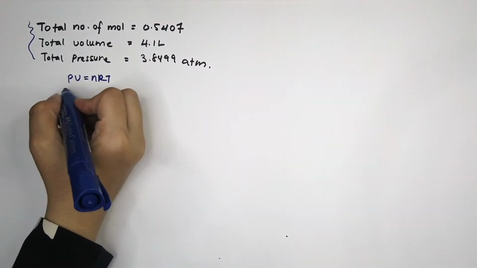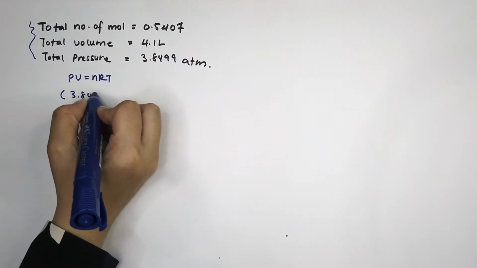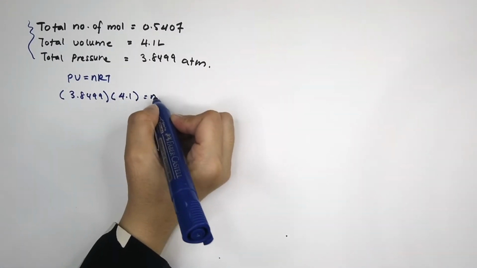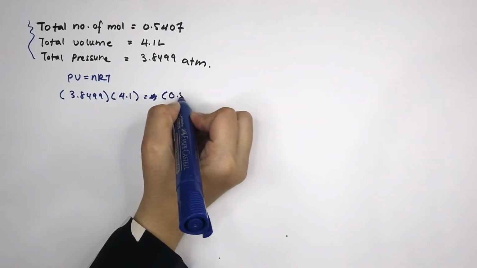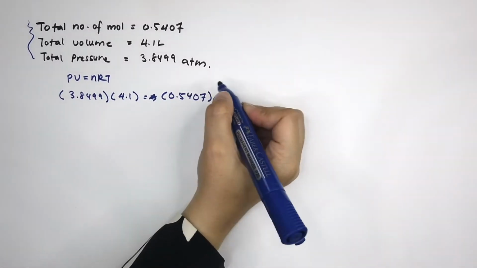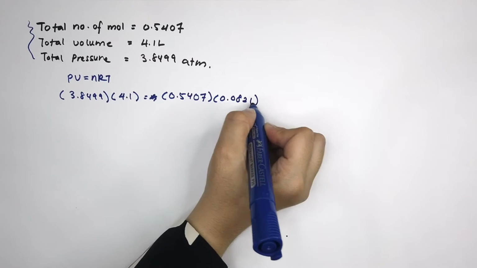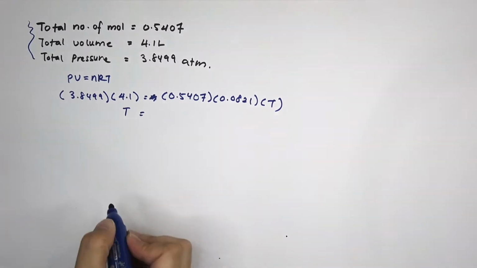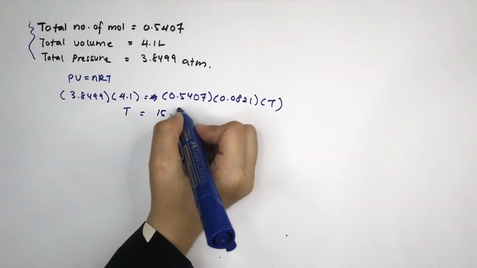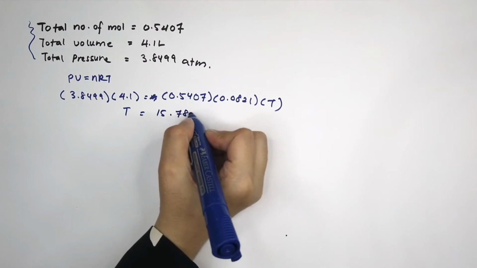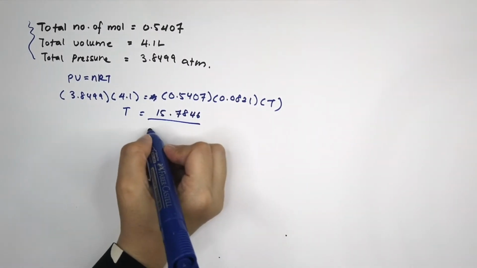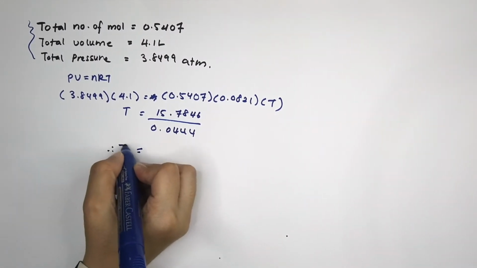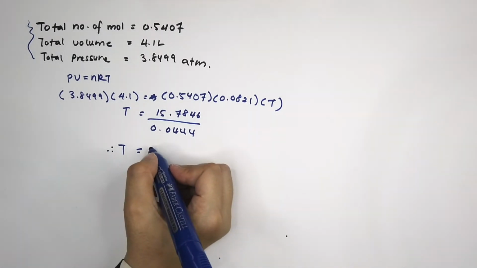Alright, from all these values, we just need to plug into the ideal gas law formula, PV equivalent to nRT. So your P is 3.8499, your V is 4.1 liter, n is 0.5407, R is the constant 0.0821, therefore you can find the value of T. So your T shall be equivalent to 15.7846 divided by 0.0444.